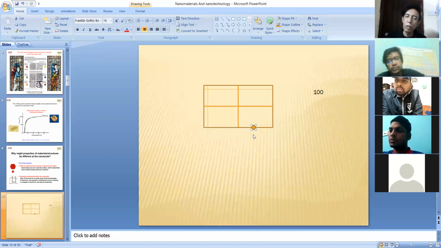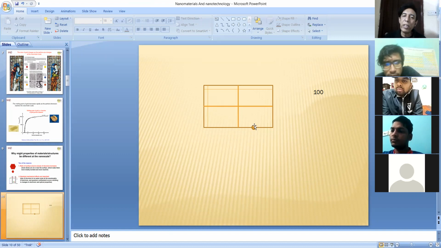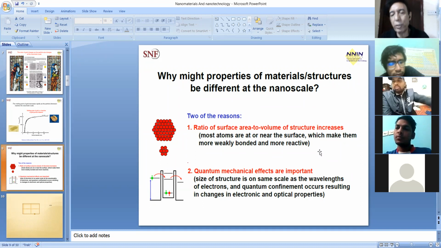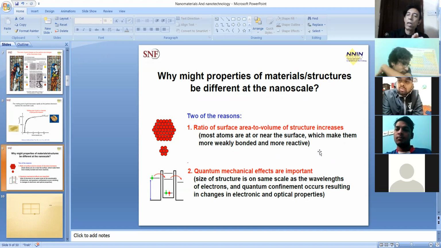So the surface atoms are weakly bonded. They will go into the reaction very fast. So the ratio of surface area to volume of a structure is very much important, and for that the nanomaterial works differently or shows different properties.